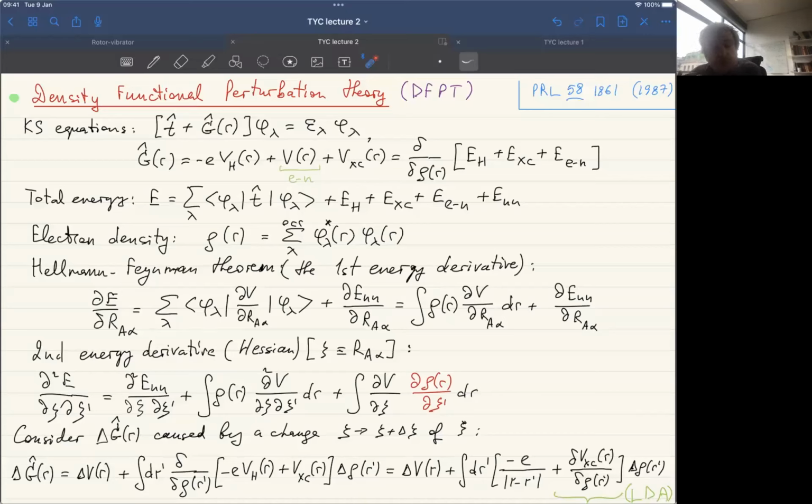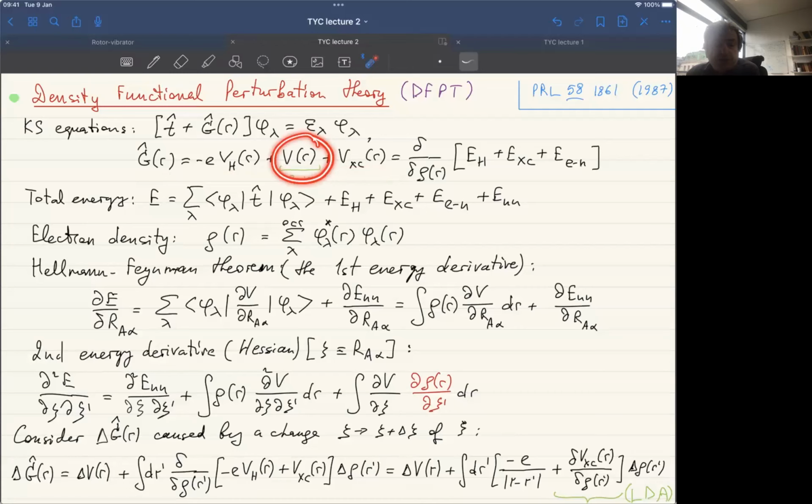So when we change atomic positions, we need to solve the Kohn-Sham equation again, because the changing atomic positions would affect the Kohn-Sham potential. So let's now work out what is this change of the Kohn-Sham potential G due to the small change of some degree of freedom Xi, one atomic position. So that G is given by these three contributions.